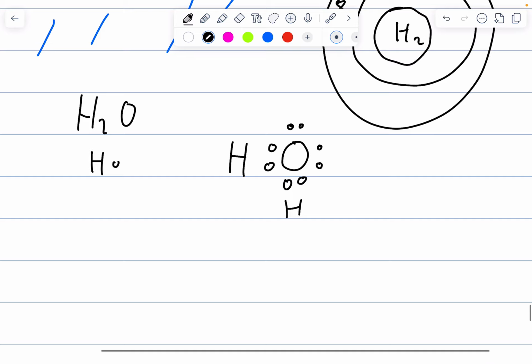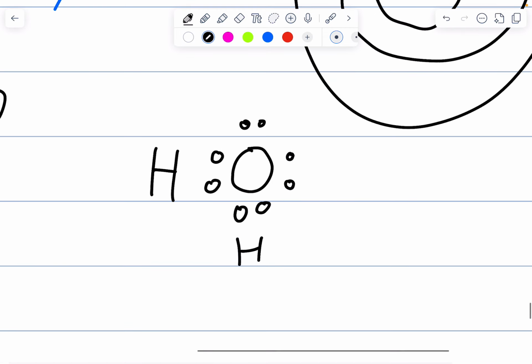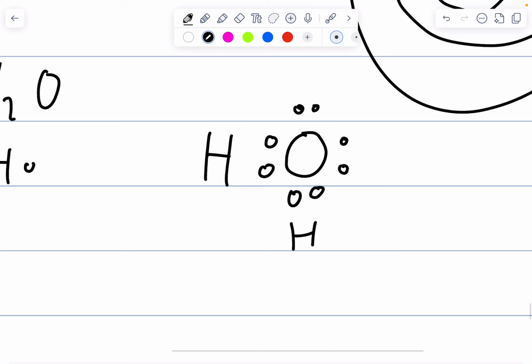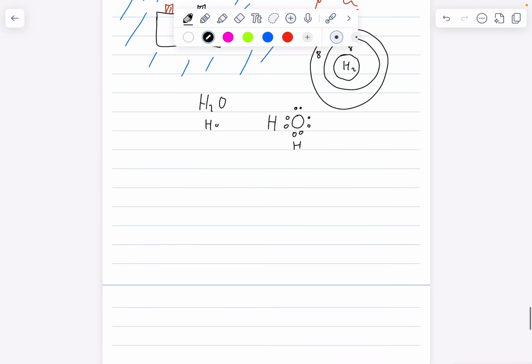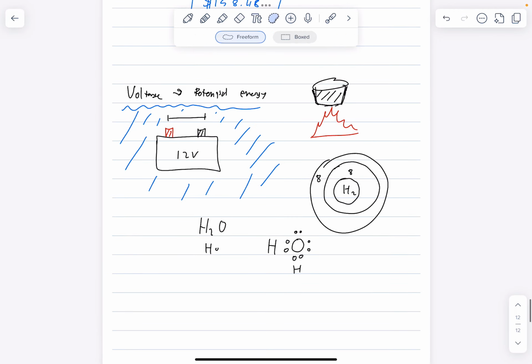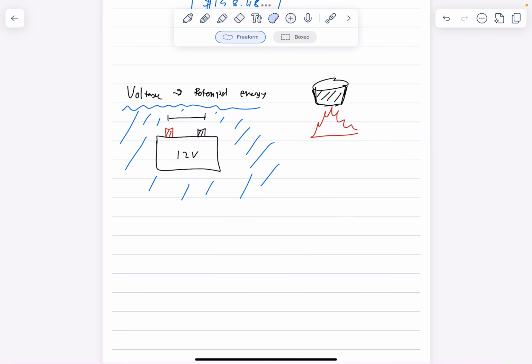So when you fill up the first shell, there's no free electrons, right? So these guys are full. This guy's full. Yeah, let's ignore that part.